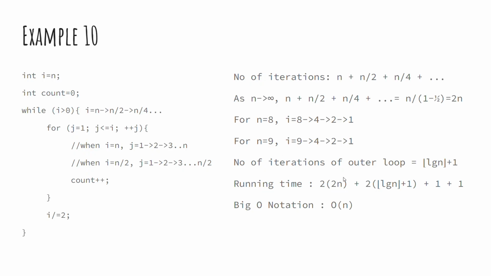So our running time function comes out to be 2 times 2n because of this, plus 2 times the floor of log n plus 1, which comes from this while loop over here. This is exactly similar to our previous question. And then plus 1 which comes from here, and the last plus 1 comes from int I equals n. And so the big O time complexity of this example comes out to be big O of n again, because n obviously dominates over log n.